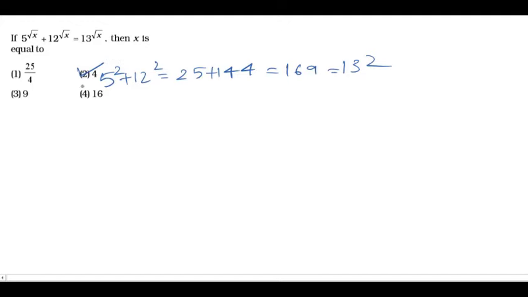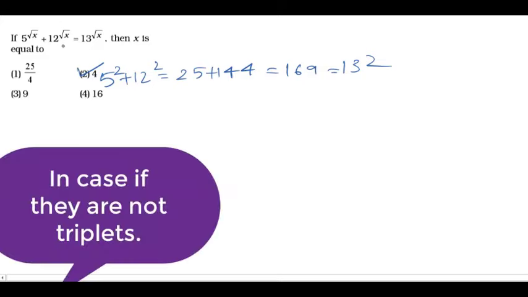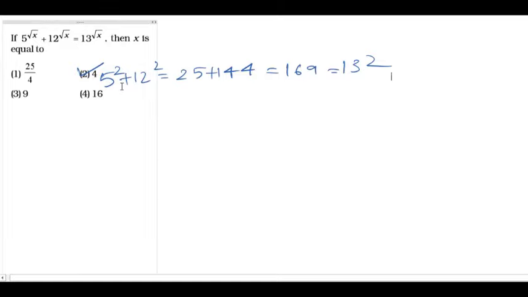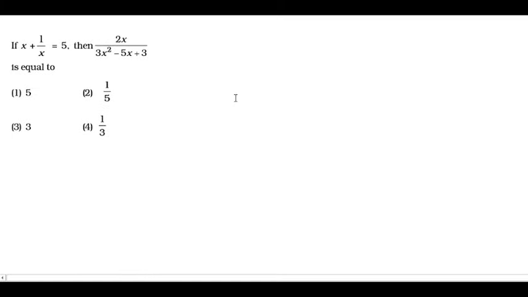So the best method is to substitute rather than going straight forward, because solving directly for x in this scenario is quite difficult without prior knowledge. x plus 1 by x is 5. So let's try to reciprocate and see.